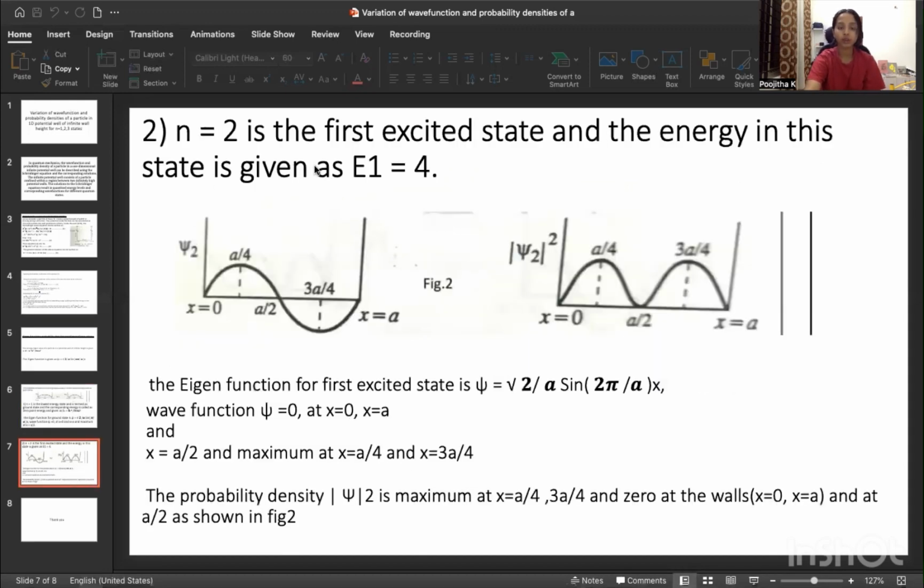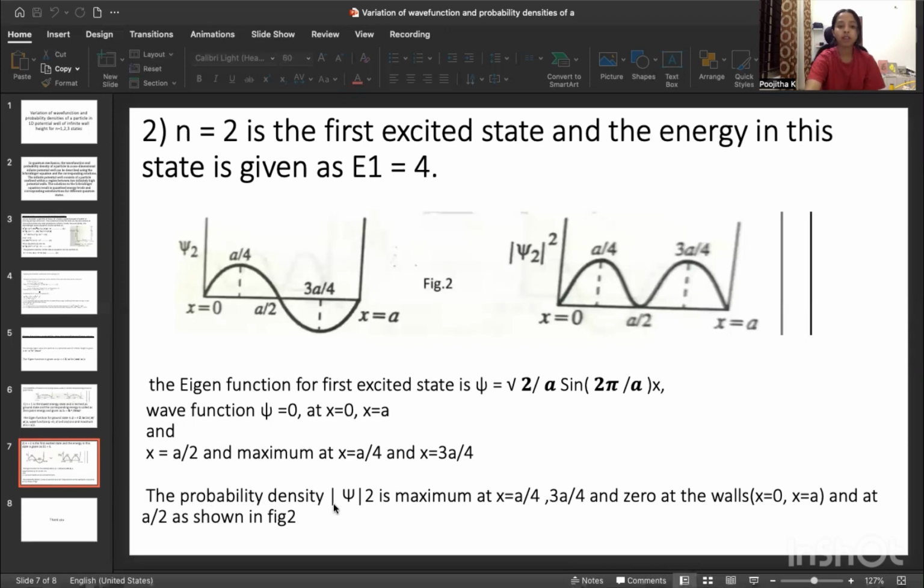When n is equal to 2, it is the first excited state. The eigenfunction for the first excited state is psi is equal to root 2 by a into sine 2 pi by a into x. Wave function psi is equal to 0 at x is equal to 0, x is equal to a, and x is equal to a divided by 2, and maximum at x is equal to a divided by 4 and x is equal to 3a divided by 4.